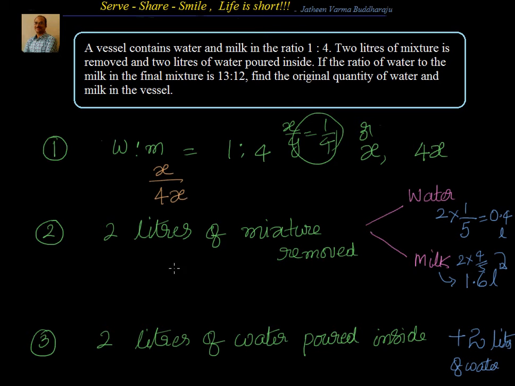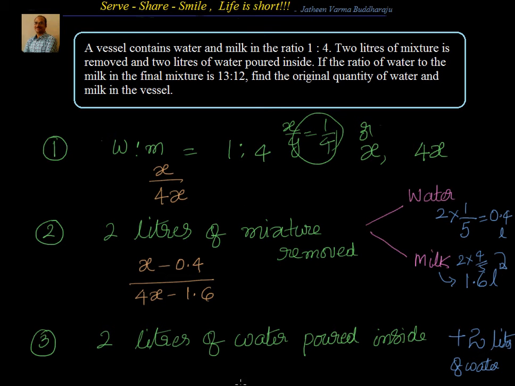This is how my ratio is. When 2 liters of mixture is removed, remember numerator is water and the denominator is milk. 0.4 liter of water is removed whenever 2 liters of mixture is removed. So it becomes x minus 0.4 divided by 4x minus 1.6. So if 2 liters of mixture is removed, it is not 2 liters of milk that is removed. It is 0.4 liters of water and 1.6 liters of milk, in the exact ratio in which they are there in the mixture.